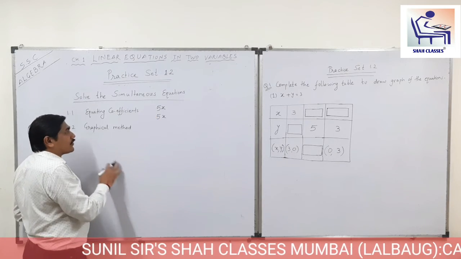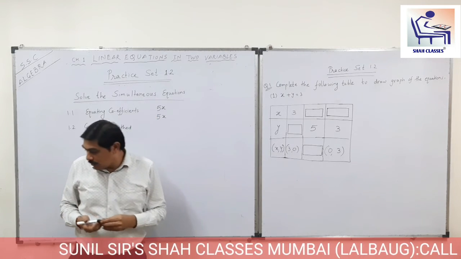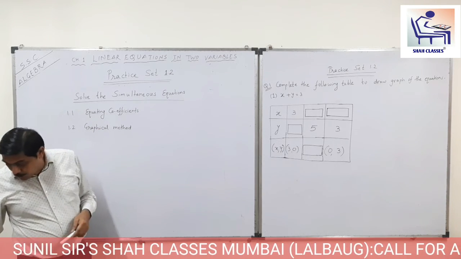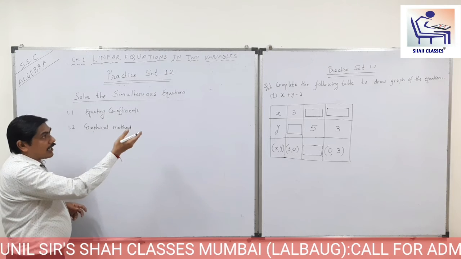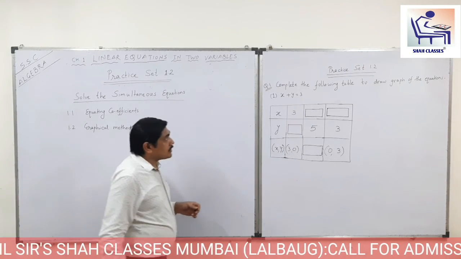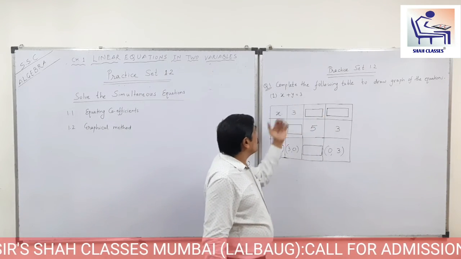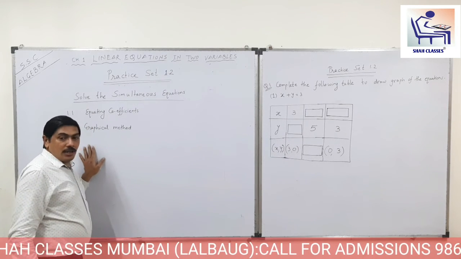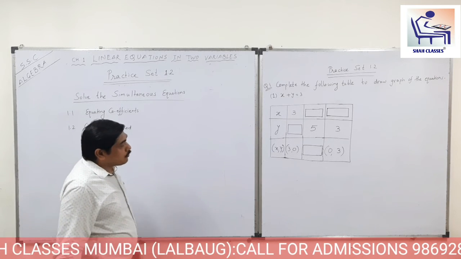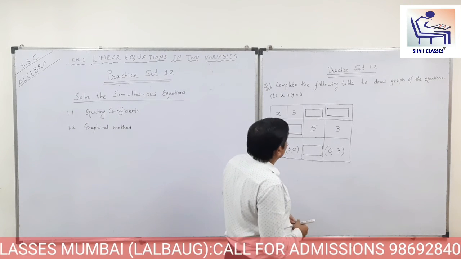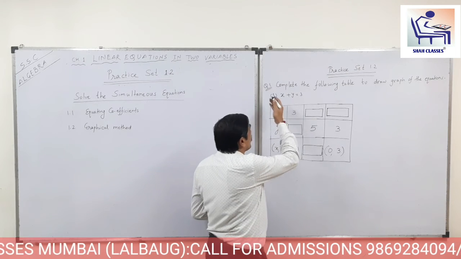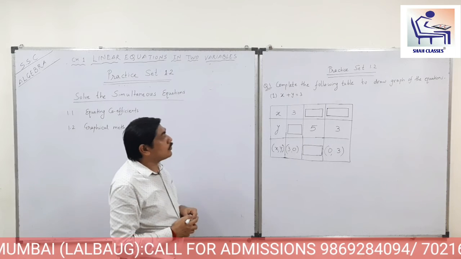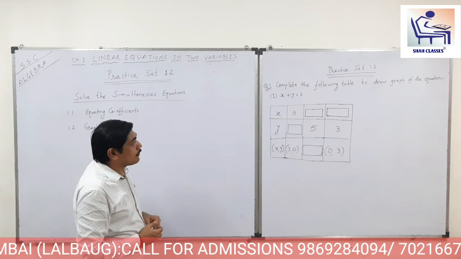Now for the second exercise we are going to use the graphical method. Before that, I want to explain that activity, the first sum of practice set 1.2, so you can understand this graphical method easily. Now let's move to the first activity, sum number 1, question number 1. In this you have to solve this activity. You have to fill up the boxes.